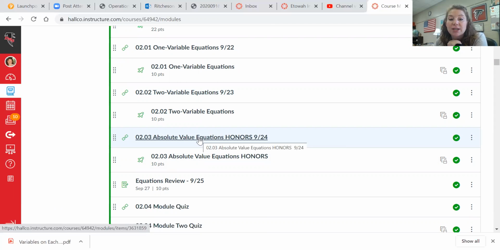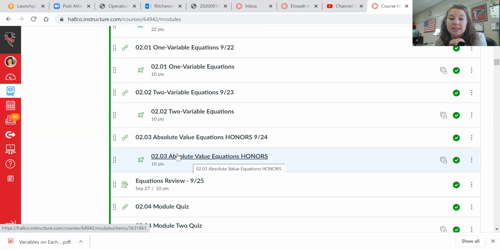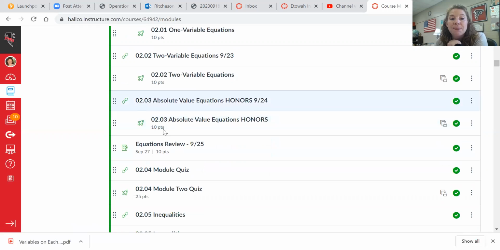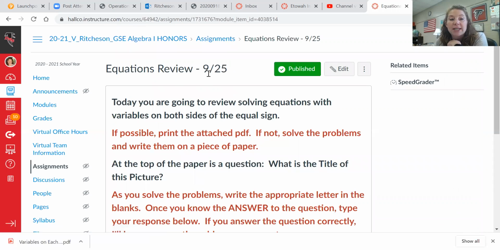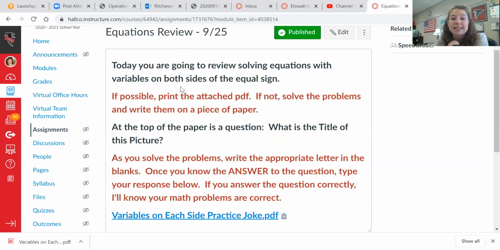Hopefully once you have spent time with the lesson and the example problems, you won't have any problem with that quiz. If you need me, reach out to me. And then finally on Friday, it's just a little review sheet. Let me show that to you. For Friday, it says today you're going to review solving equations with variables on both sides of the equal sign. If possible, print the attached PDF.